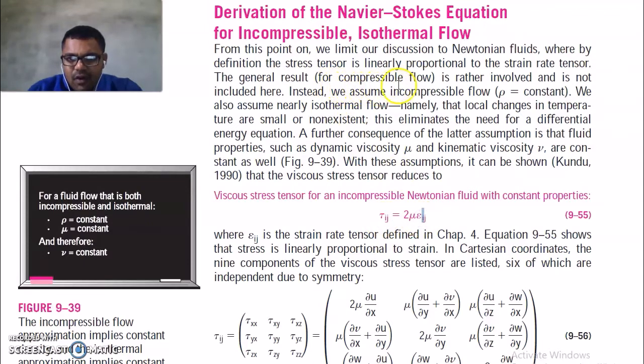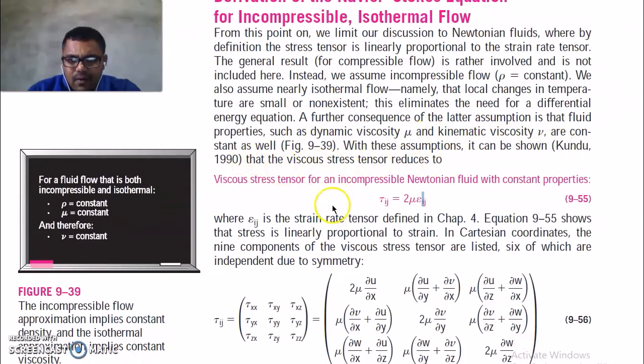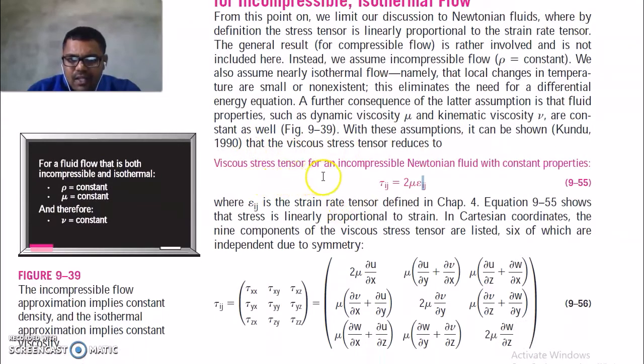The general result for compressible flow is rather involved and is not included here. Instead we assume incompressible flow, and we also assume isothermal flow, that there is no change in temperature. A further consequence of the latter assumption is that the fluid properties such as dynamic viscosity and kinematic viscosity are constant. So we know the viscous stress tensor for an incompressible Newtonian fluid with constant properties is equal to 2 times viscosity and your strain rate.